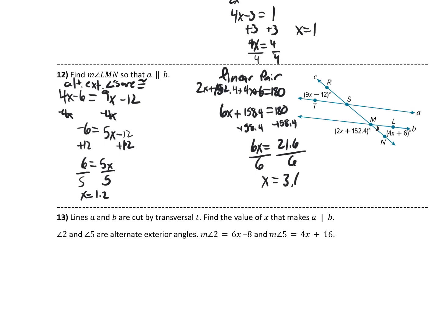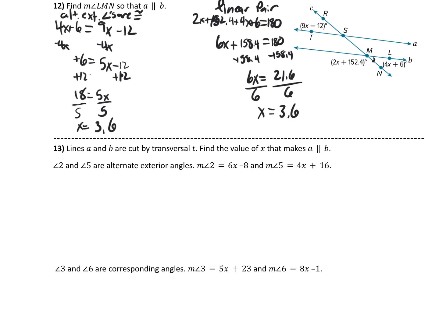So I think I screwed up somewhere on this first one. I'm going to go back and look. I got 4x minus 6 equals 9x minus 12. So I subtracted 4x from both sides. It's 4x plus 6. So this should be 18. So 18 divided by 5 is not 1.2, it is 3.6. So we got 3.6 either way, so that's good. All right, knew I made a mistake somewhere.